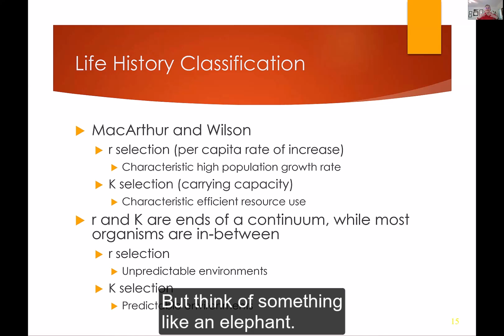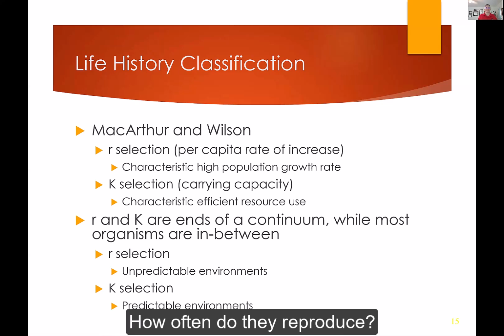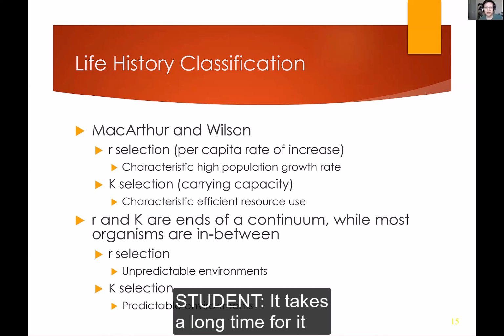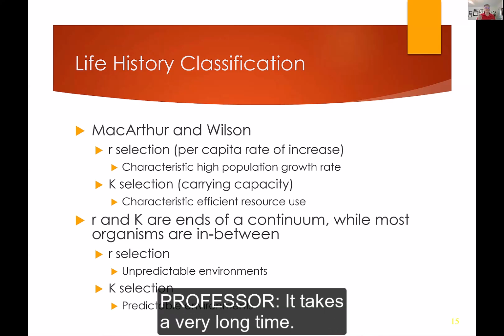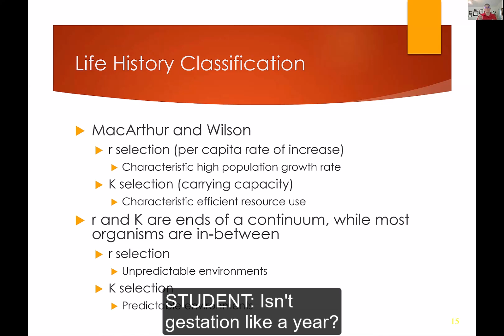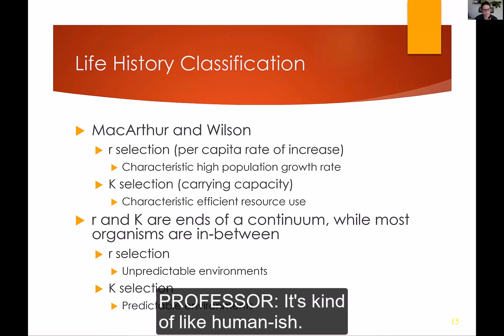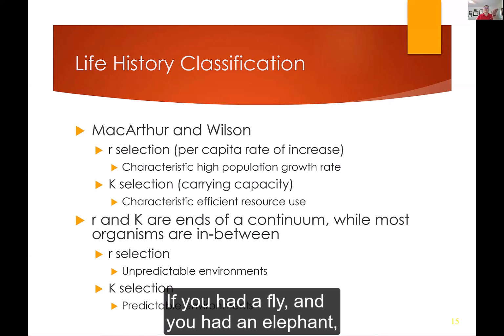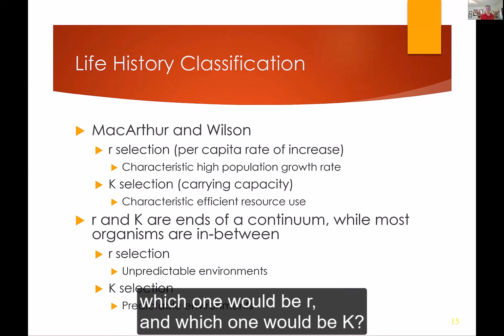Think of something like an elephant. How often do they reproduce? How many offspring do they have? Probably one offspring. It takes a long time for them to reproduce. Isn't long gestation like a year or 2? Yeah, it's kind of like human-ish, not exactly, but close to that. So think of it this way: if you had a fly and you had an elephant, which one would be R and which one would be K?